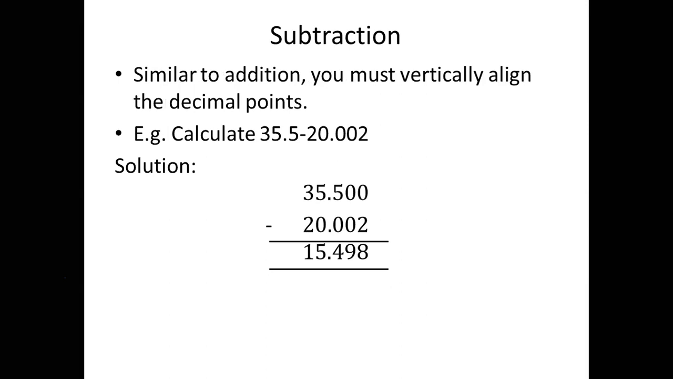Likewise, we can also subtract decimal numbers. For us to be able to subtract decimal numbers, we also have to vertically align the decimal points. So in this case, we have 35.5 minus 20.002. So we need to align the decimal points. 35.500 minus 20.002. Subtracting these two will give you 15.498.